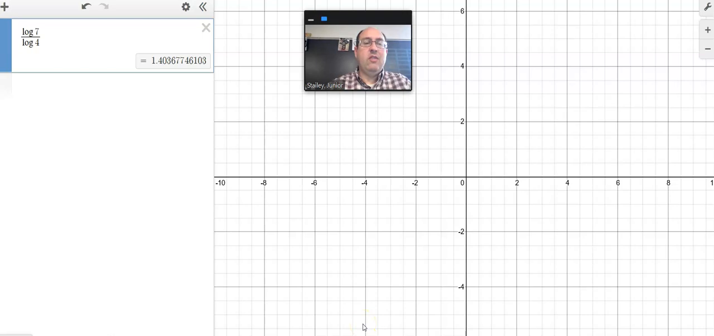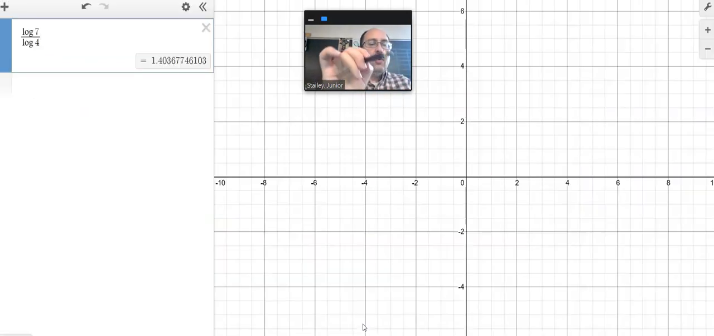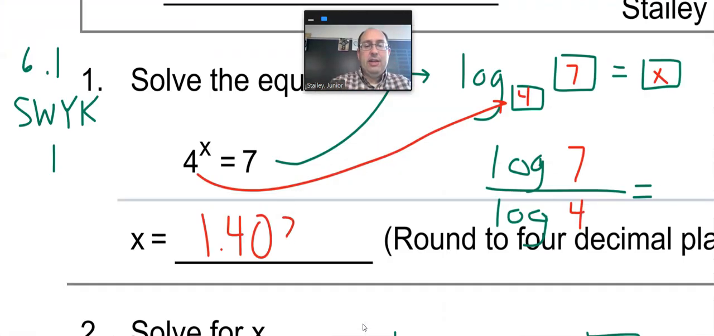Okay, log 7 over log 4 looks like 1.404. Round to 4 decimal places. You gotta be kidding me. Let me go back. 1.4037. Okay, round to 4 decimal places. Pay attention to Math Excel. It looks like it's a little picky.